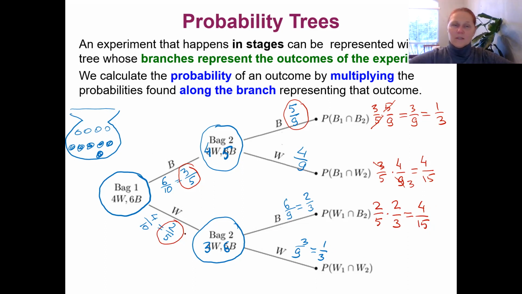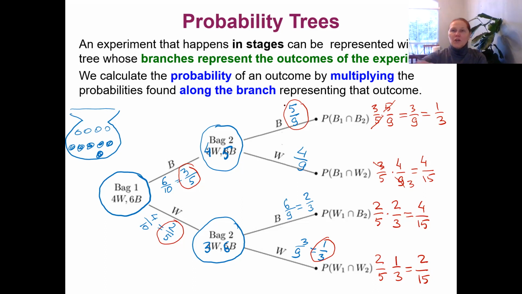The probability of getting white and white, we multiply the probabilities along this branch. So 2/5 times 1/3 will be 2 divided by 15. So the probability of getting 2 black balls is 1/3. The probability of getting 2 white balls from such a bag will be 2/15.